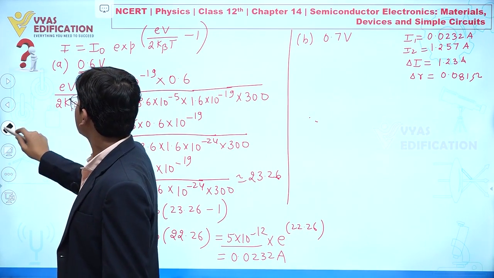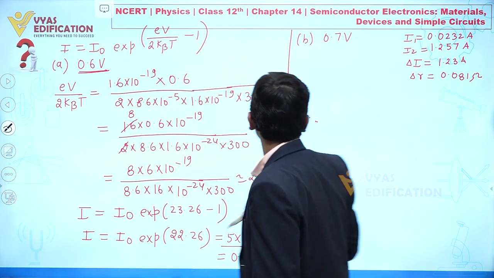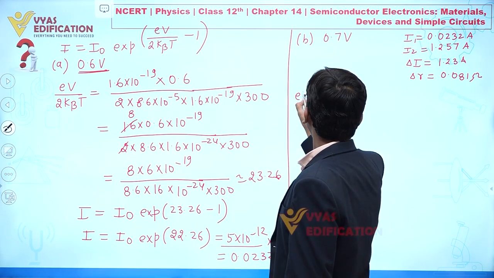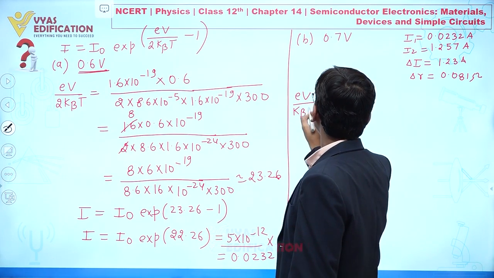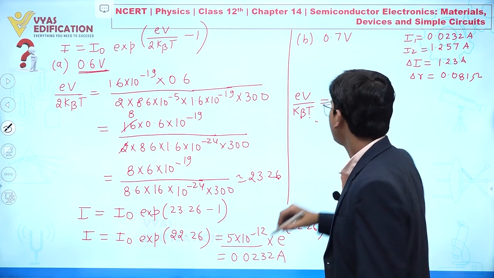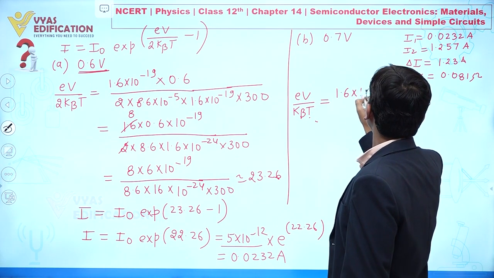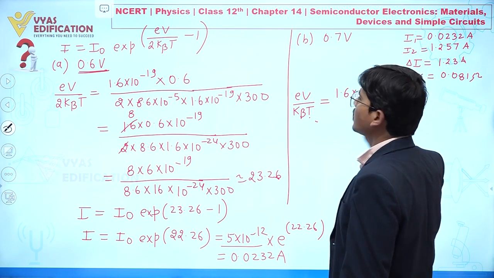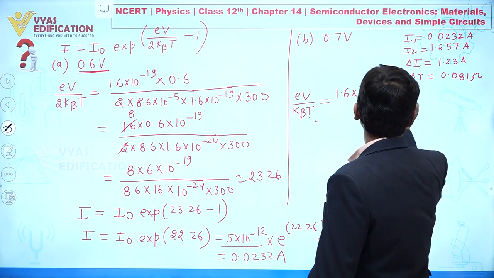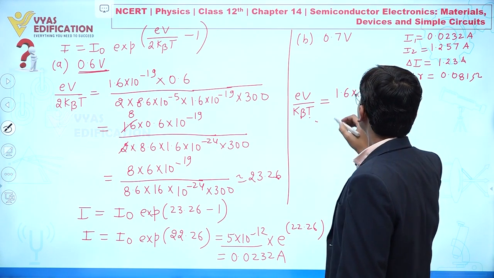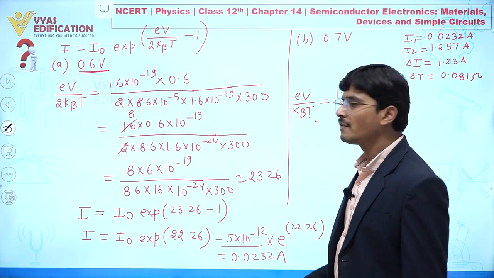Because the calculation is lengthy, I am writing it here. I can say now the value of eV divided by KB multiplied by T. Value of e, we can say 1.6 into 10 to the power minus 19. What about the value of V? The value of V is given as 0.7 volt. And divided by, what is the value of KB?